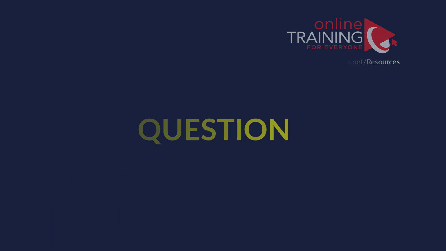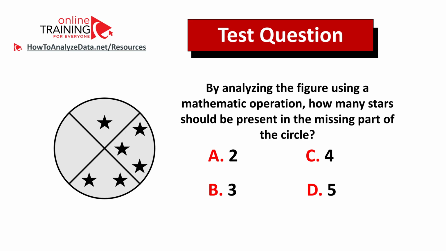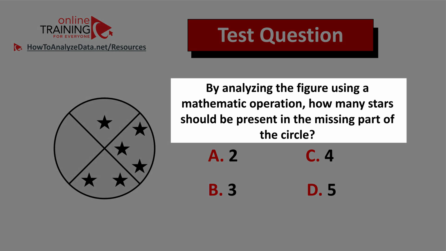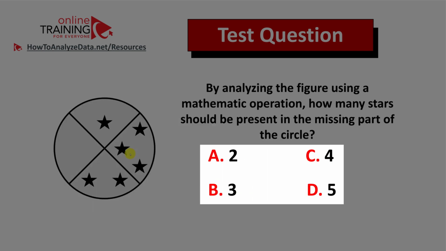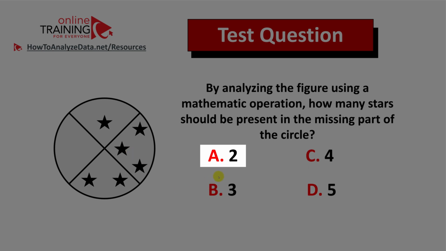Let's look at the tricky question, which tests your knowledge of reasoning as well as the math skills. Here's the question. By analyzing the figure using a mathematical operation, how many stars should be present in the missing part of the circle? And you have a circle broken down into 4 equal parts. 3 parts of the circle already have stars, and they have 1, 2, and then 3 stars. And you have 4 different choices. Choice A, 2, choice B, 3, choice C, 4, and choice D, 5.